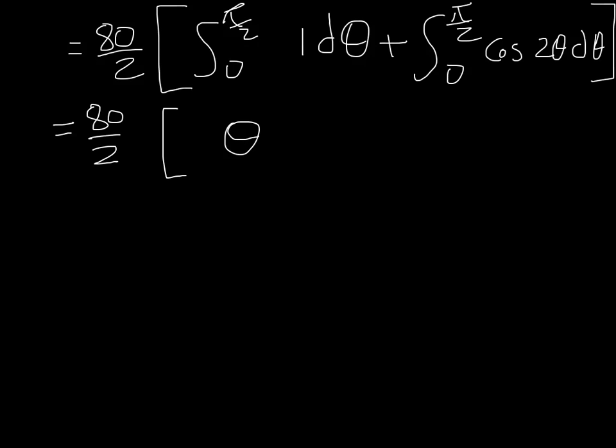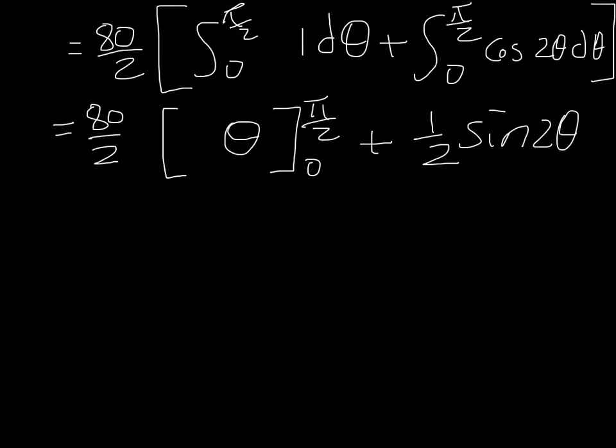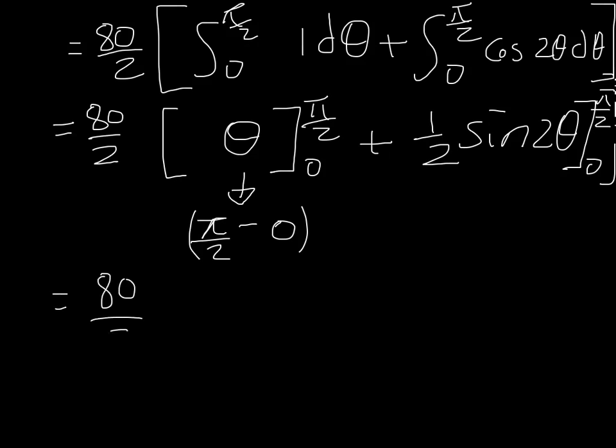theta from 0 to pi over 2 plus 1/2 of sine 2 theta from 0 to pi over 2. So we can solve this. So pi over 2 minus 0, so we can rewrite as 80 over 2.